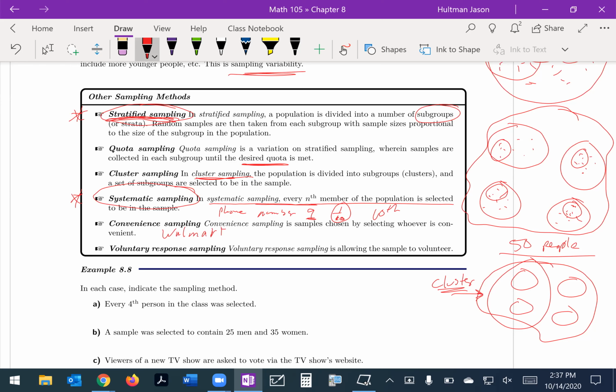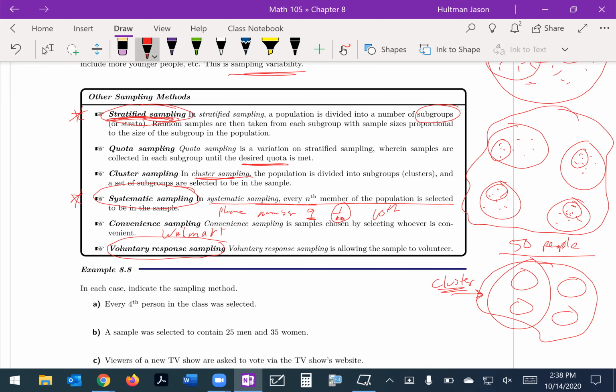So the Walmart example is convenience sampling, saying, hey, you know what? I've got 1,000 people in Walmart. I'll just sample them, because it's convenient. And then this one, not too good either. This is voluntary response sampling.